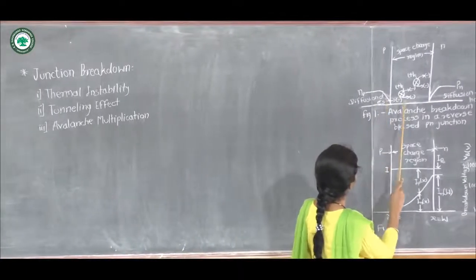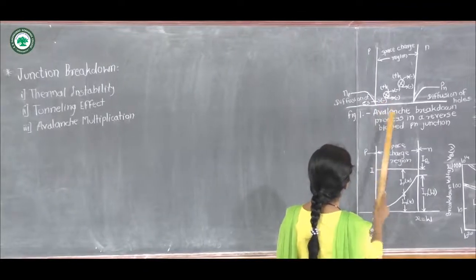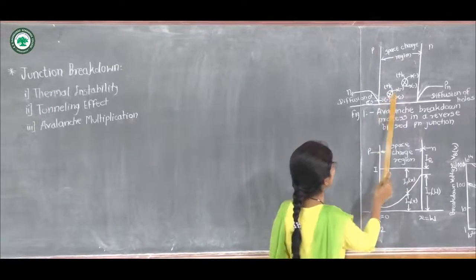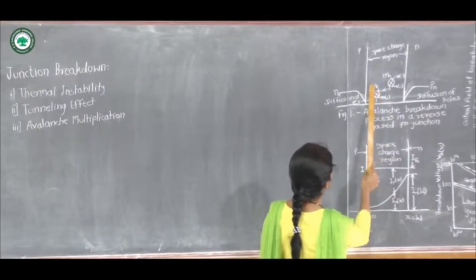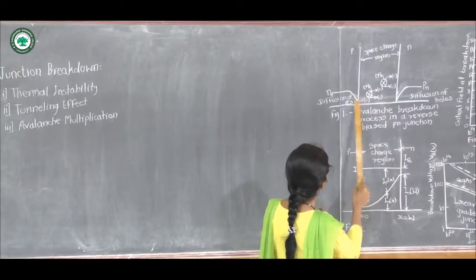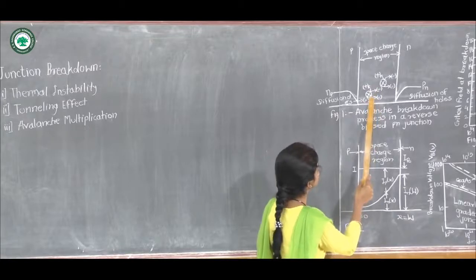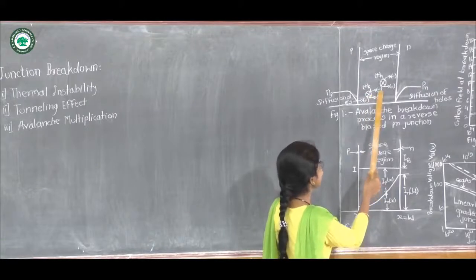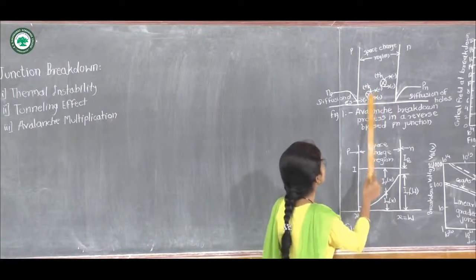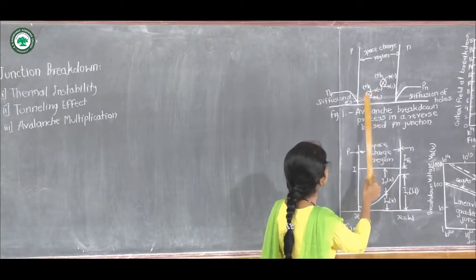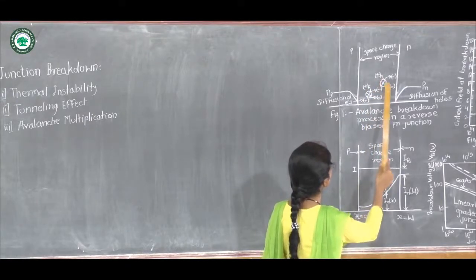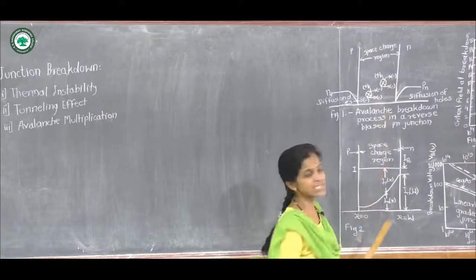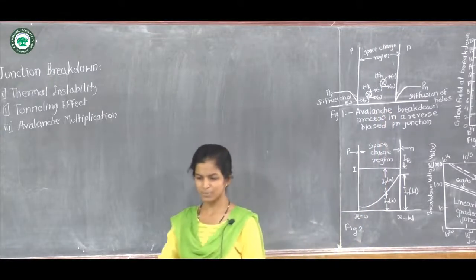When this electron comes into the space charge region, it will collide with a neutral atom within the space charge region and again create an electron and hole pair, and this original electron which collides with the neutral atom will go in the forward direction. Again the electron which becomes free from this neutral atom will collide with another neutral atom and again produce an electron-hole pair. In this way this multiplication process proceeds.